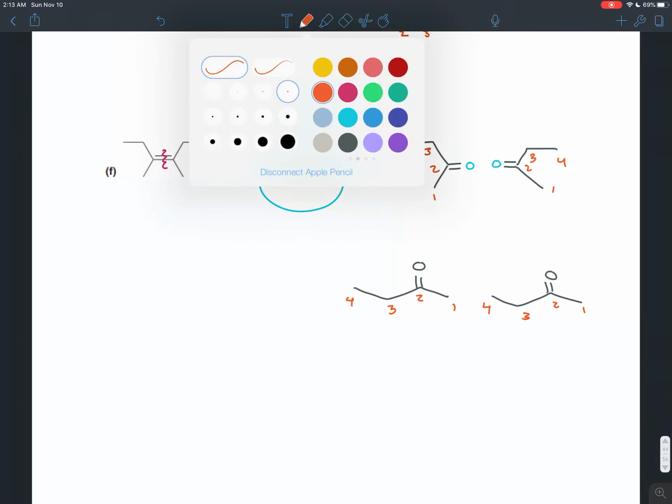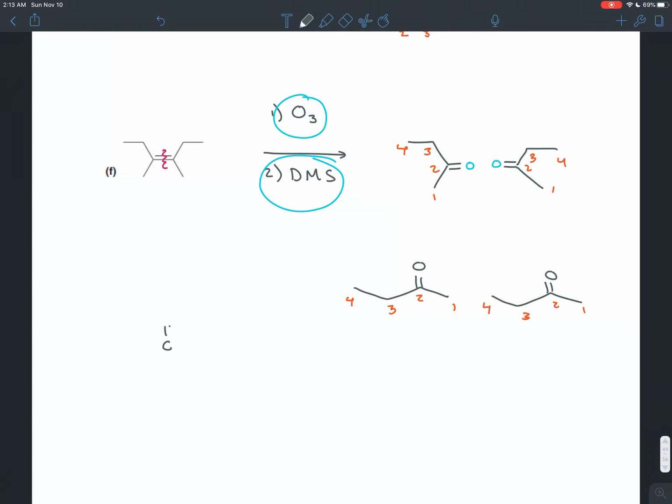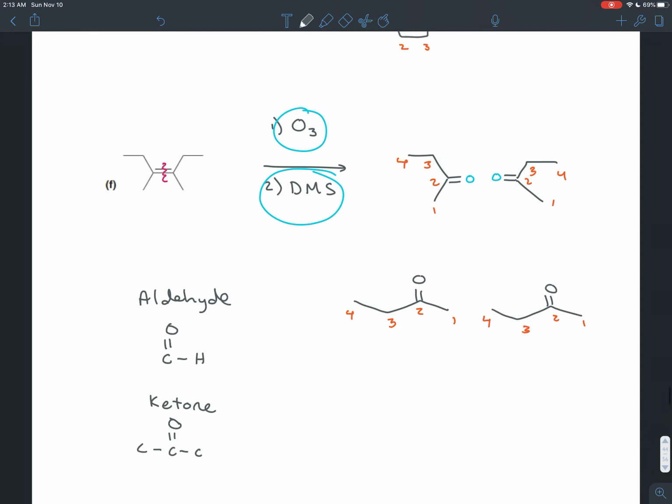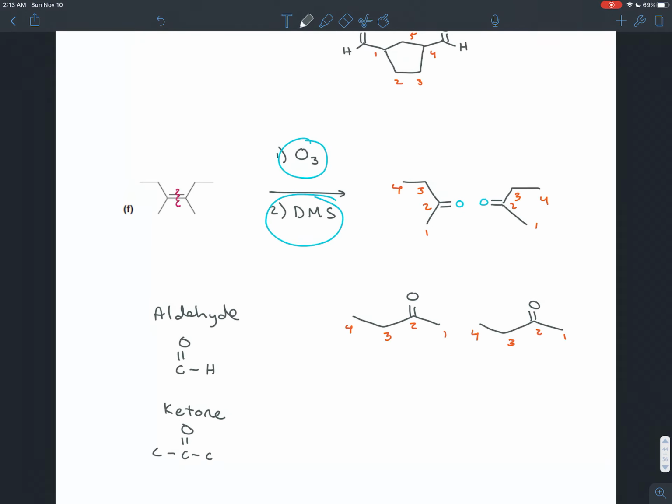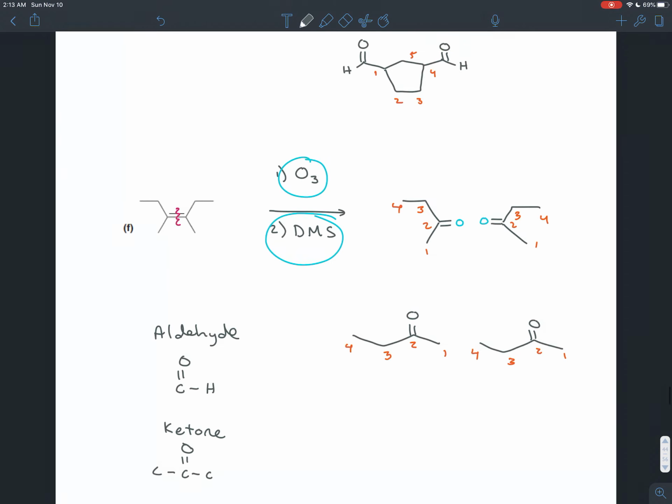Remember that an aldehyde is a molecule that has a carbon double bonded to an oxygen, and that same carbon is single bonded to a hydrogen. And a ketone is a carbon double bonded to an oxygen. That carbon is bonded to a carbon on each side. It's a ketone. So when we do ozonolysis, we've seen the procedure for predicting the products, and you always make either aldehydes or ketones when you do ozonolysis with an alkene.